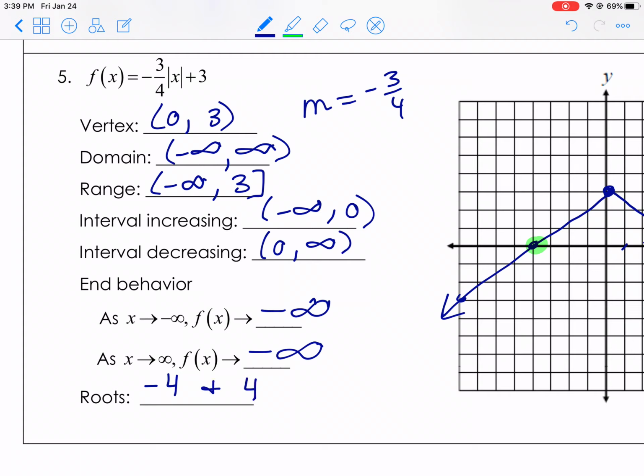If I plug in 4 for x, absolute value of 4 is still 4. 4 times -3/4, you could think of that as -12/4, which is -3, plus 3 is 0. And if I put in -4, the absolute value of that is 4, I'd get the same stuff.